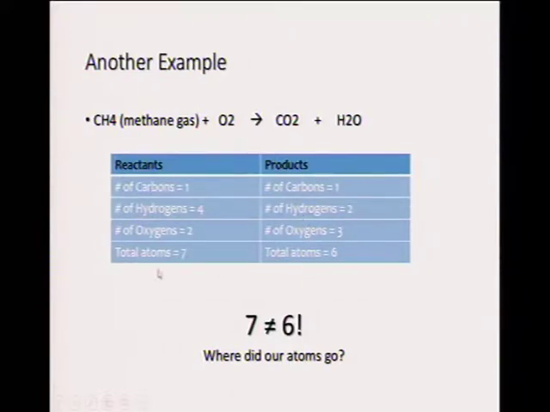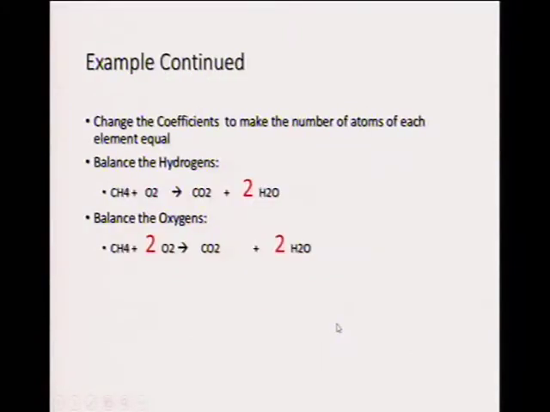This example shows there is a total of 7 atoms in the reactants, but in the product, we have a total of 6. And we know 7 is not equal to 6. Where did the atom go? So we must balance the equation. And then this is how we can do it. The example is given here.